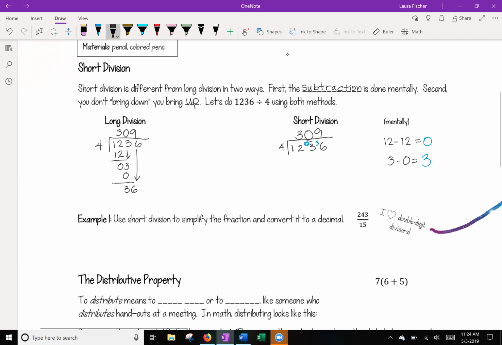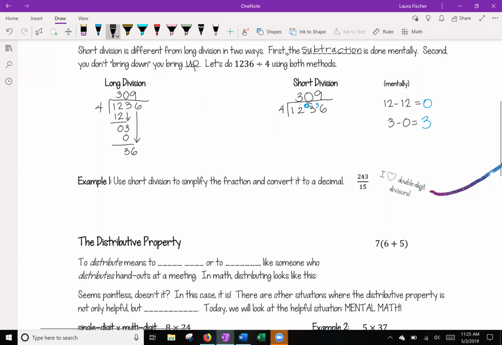And with a little bit of practice, you can find that you can just crank out these answers really quickly. It really works best with a single-digit divisor. You would not, and I don't, try to do long division or short division with a multi-digit divisor. It's really just for when you have that single digit.